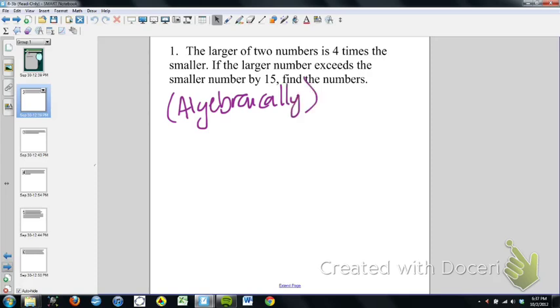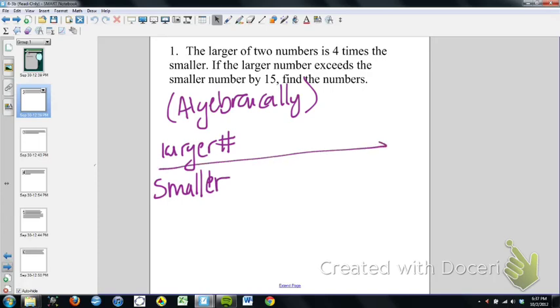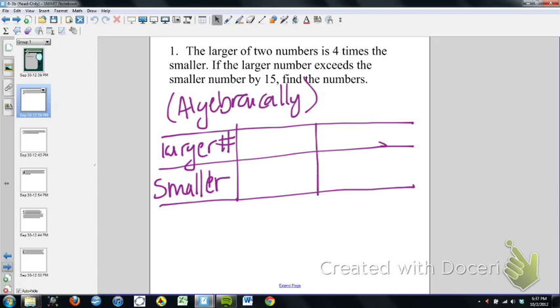So the two things that you're looking for are the larger number and the smaller number. I'm going to make this little table here: the larger number and the smaller number. Now there's two ways that the word problem suggests that you can write these. Remember, oftentimes when you have a sentence, the last word in the sentence is a good choice to make your x. So I'm going to make the smaller number my x.